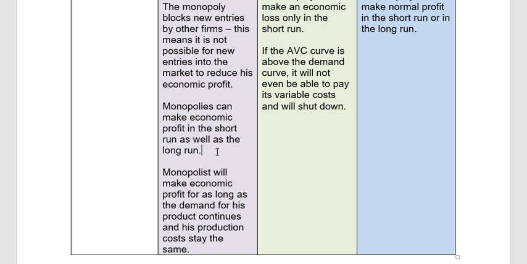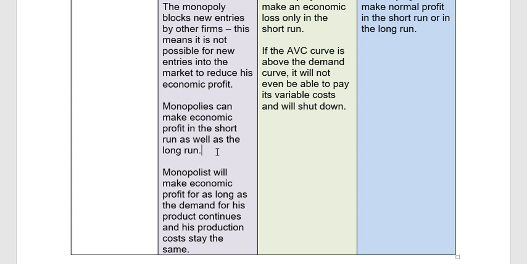So the people don't stop buying his product. Obviously, he cannot make a profit if nobody buys his product. So provided that people keep buying his product and the demand is still there, that will help the revenue to still be there. And as long as his production cost stays the same. Obviously, if his production cost increases suddenly, it can take his economic profits away in the short run, but he's able to fix it for the long run.